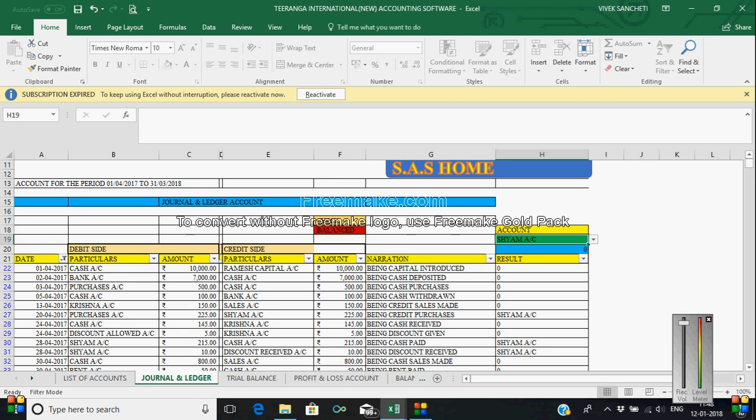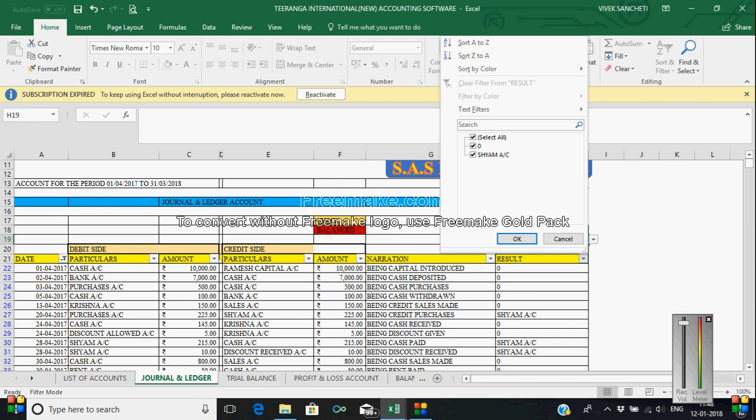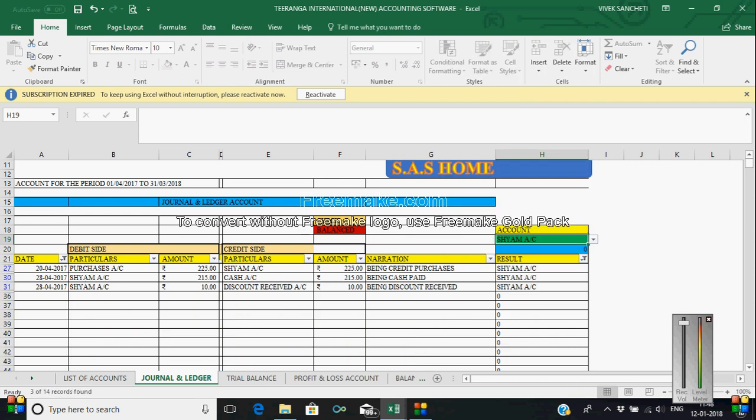Fine. Okay, now if you just want to have a look at a ledger, to take a printout of the ledger, what you have to do is go to, suppose, this Sham only. Now in this result, uncheck select all, check only Sham, and then click OK. This is the Sham account. This is the Sham balance. You can take a printout of it. Fine. So this is the ledger which is done by the software itself.